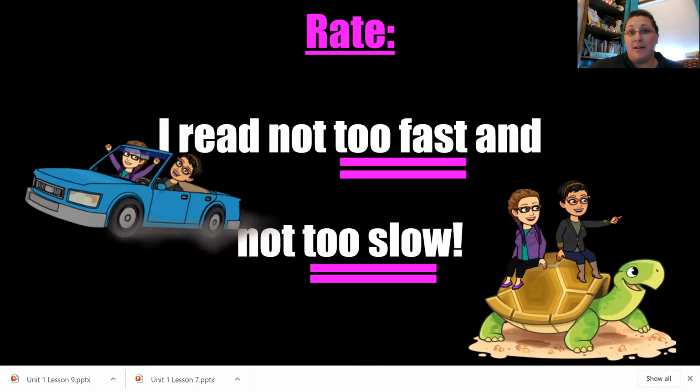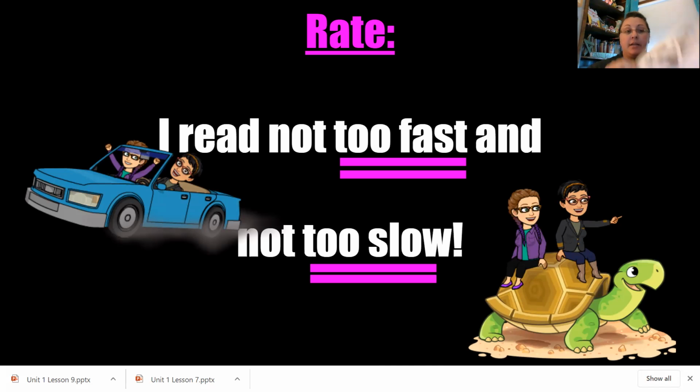Ooh, this one's kind of fun. Rate. What does rate mean? It means how fast you read or how slow you read. So are you going to read really, really fast like you're driving a race car? Or are you going to read really, really slow like a turtle? Or are you going to read nice and evenly? So let's try that out.